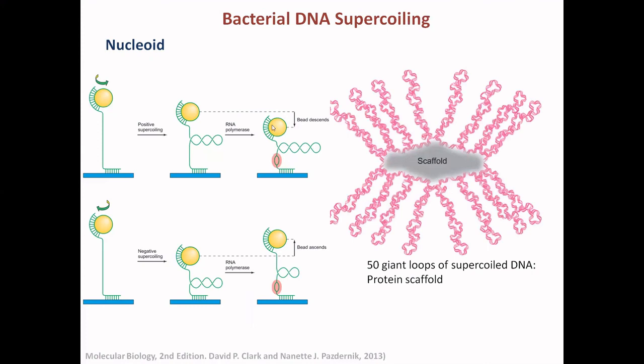Okay. Like in the eukaryotes also, we have discussed that the looping of the DNA in the chromosome is possible because there is a scaffold protein, or it forms loops around the scaffold protein. Similarly, the prokaryotic DNA also organizes itself around the scaffold. So there are 50 giant loops of supercoiled DNA around the protein scaffold.